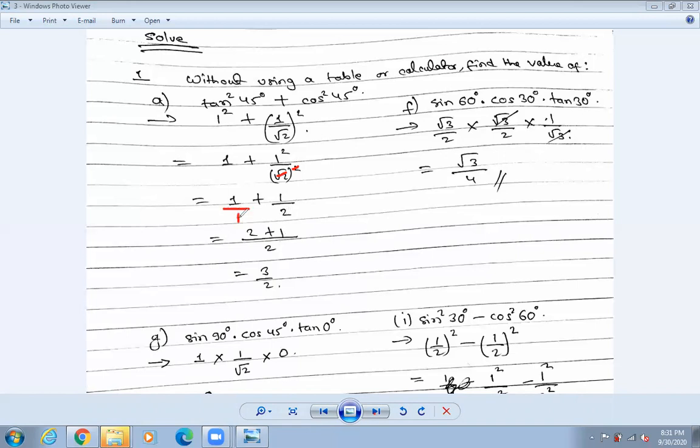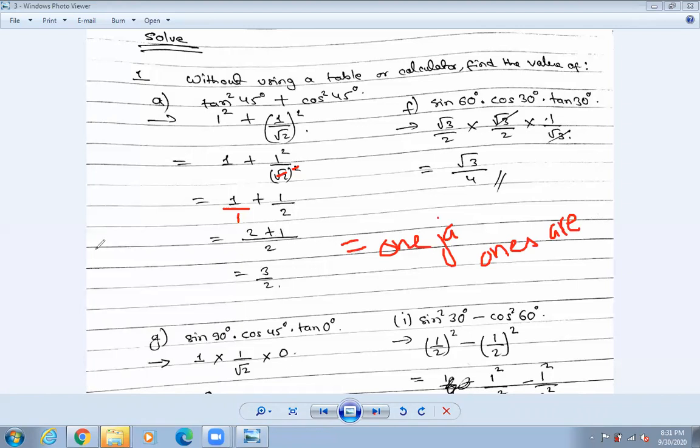So if it is like this, let us multiply this number this side. So 1 2s are 2. That means we need to multiply by 2. So 2 1s are 2.